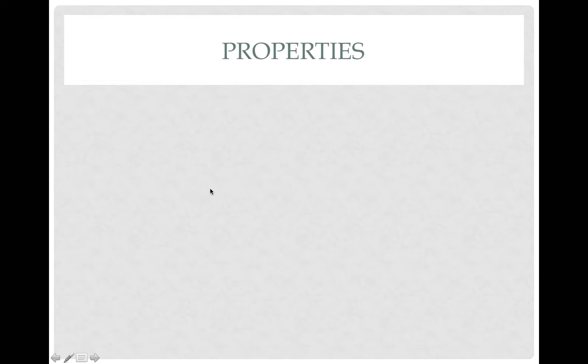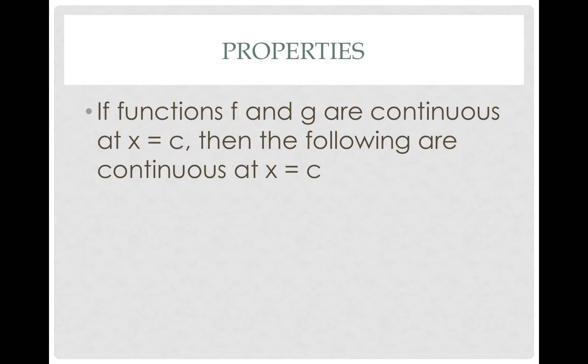Okay, some of our properties. These ones I wrote down. If you have two different functions, f of x and g of x, and they are continuous at x equals c, just as we defined a minute ago, then the following are continuous at x equals c as well. If f and g are continuous at c, then the sum of those two functions is continuous. The difference is continuous.